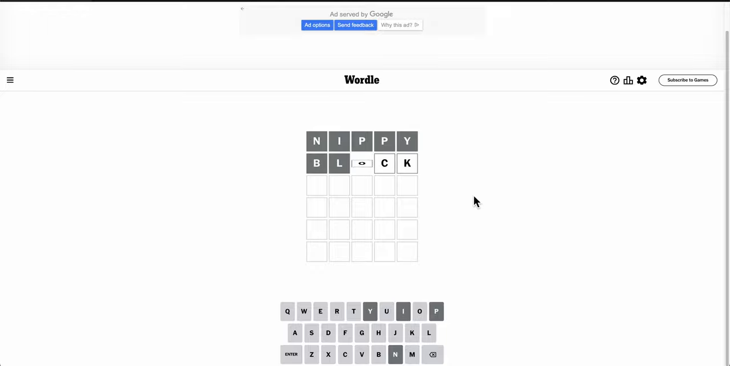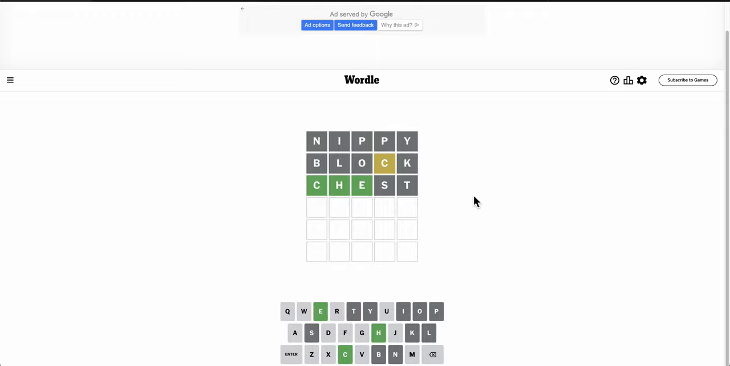Okay, let's try block. That's five different letters, and I get exactly one of them. Right, what vowels are left? A, E, and U. Chest will work, and get some more common letters. Oh, C, H, and E are right.